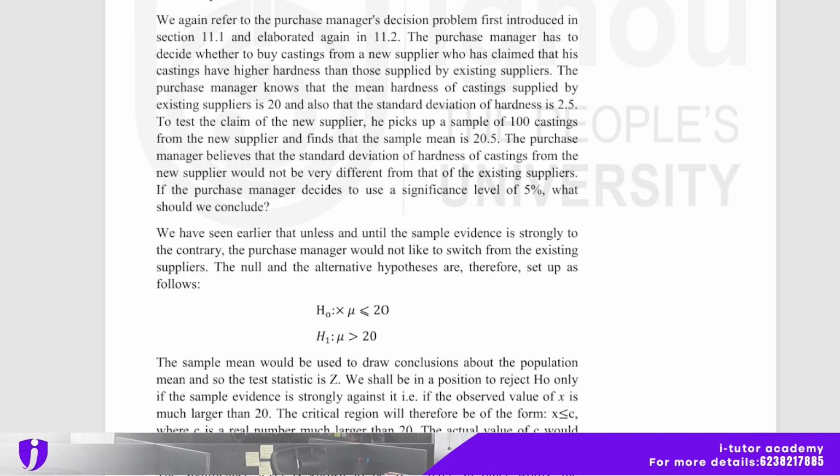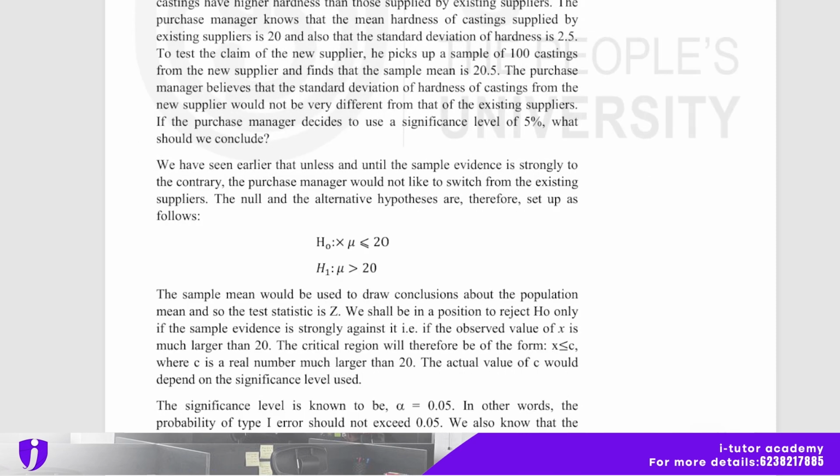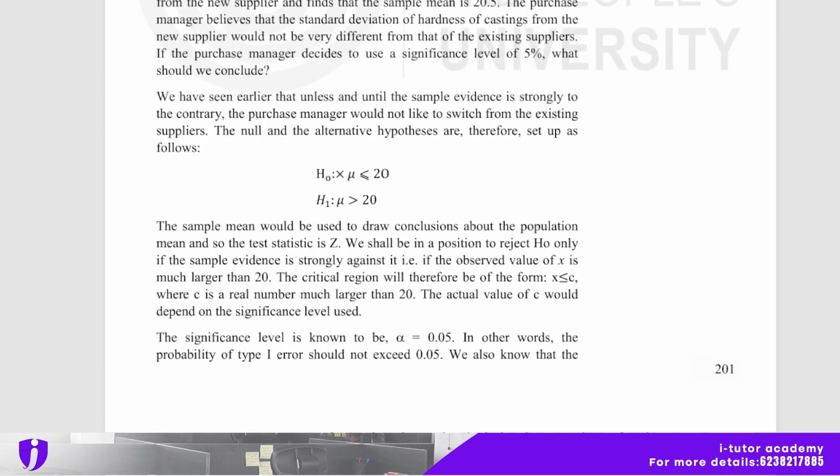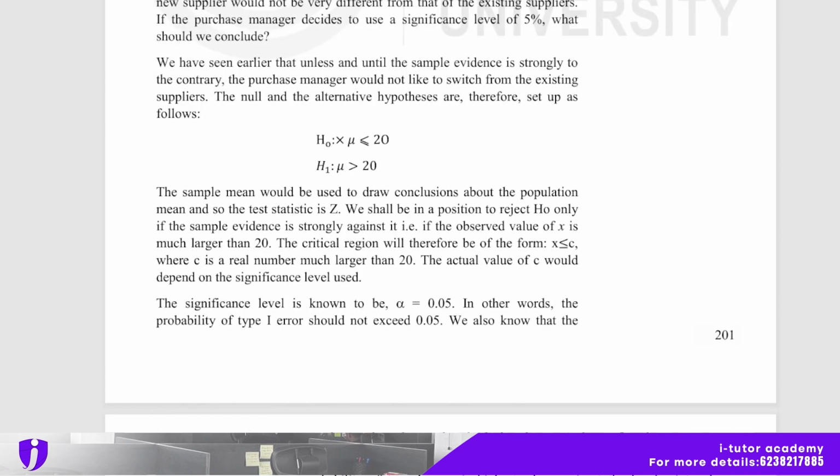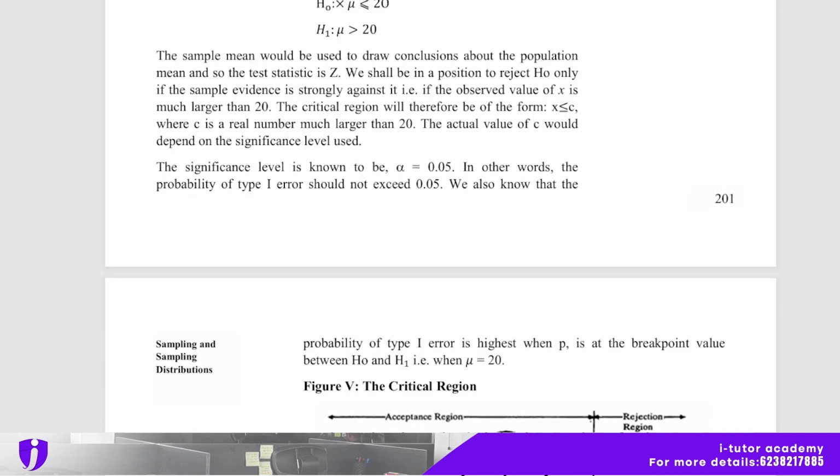The purchase manager believes that the standard deviation of hardness of castings from the new supplier would not be very different from that of the existing suppliers. If the purchase manager decides to use a significance level of 5%, what should be concluded? We have seen earlier that unless and until the sample evidence is strongly to the contrary, the purchase manager would not like to switch from the existing supplier. The null and the alternative hypotheses are therefore set up as follows. Okay, so this is the hypothesis.